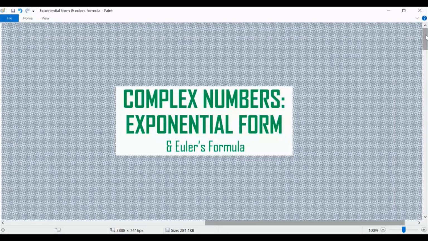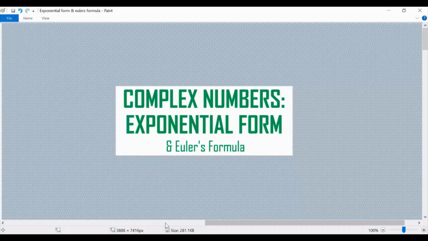Today we're looking at something called the exponential form of complex numbers and also something called Euler's formula to do with complex numbers, which some of you may or may not have heard of before. It's certainly a very interesting result. So let's get on and start looking at it.